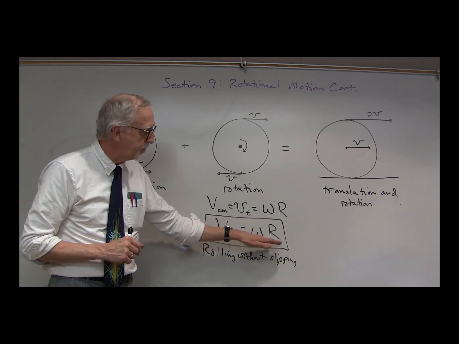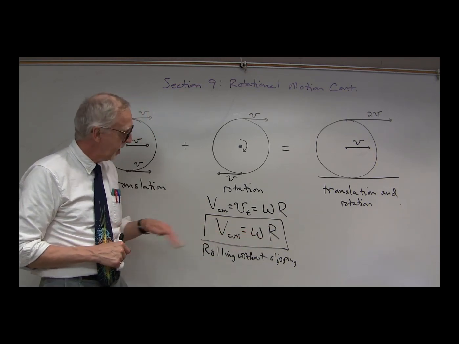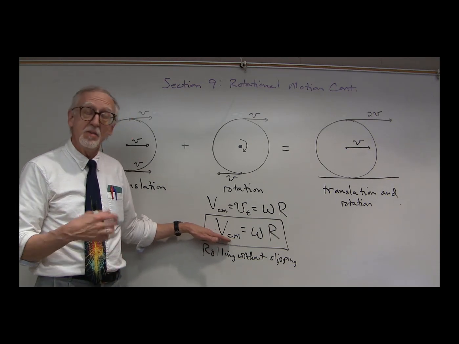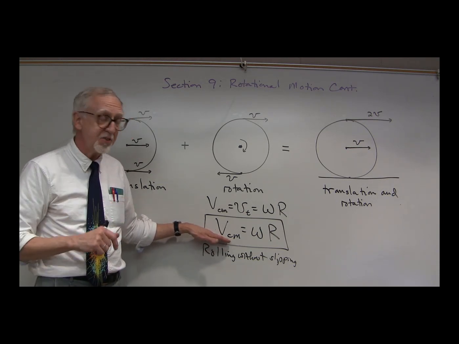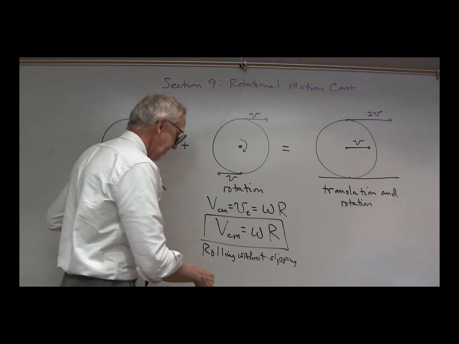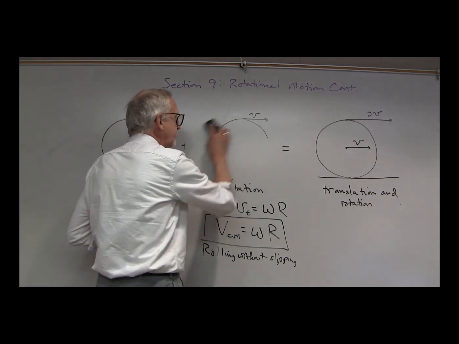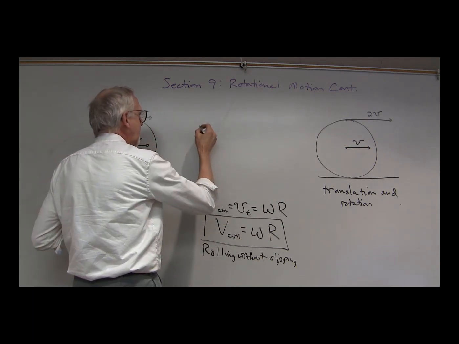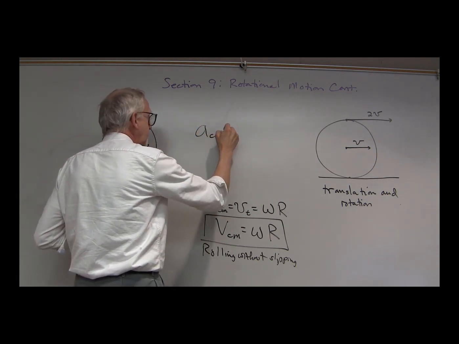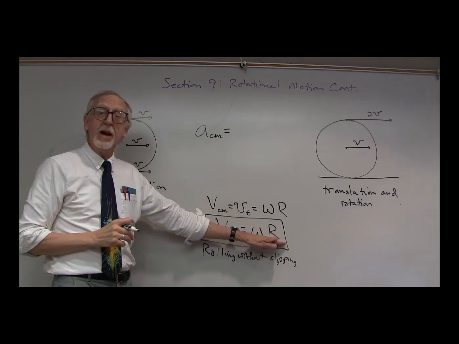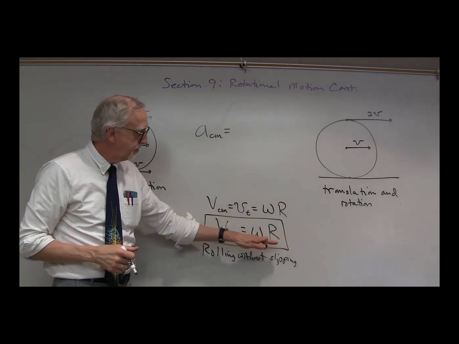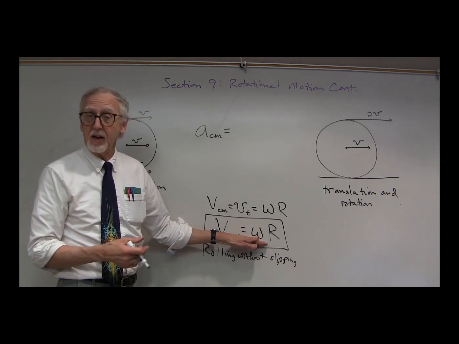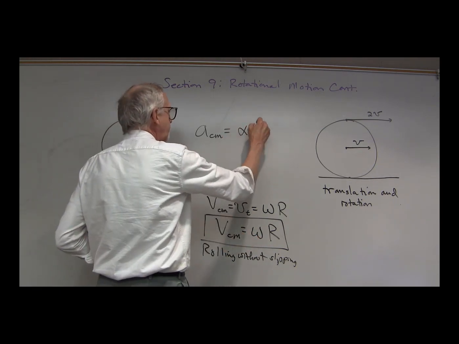Let's differentiate both sides. And what do we get? Well, if we differentiate with respect to time v sub cm, the velocity of the center of mass, we get the acceleration of the center of mass. And I'm just going to erase this just so I'll have a little room to put it down here. We'll get the acceleration of the center of mass equals, assuming the radius of the wheel remains constant, we differentiate omega. What's d omega dt? That's the angular acceleration, so alpha.